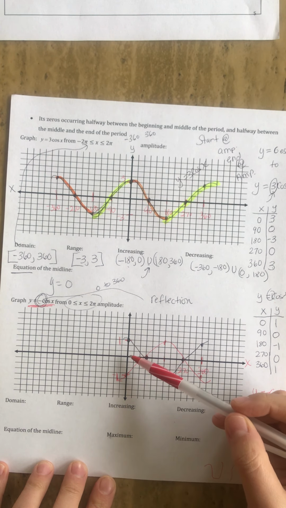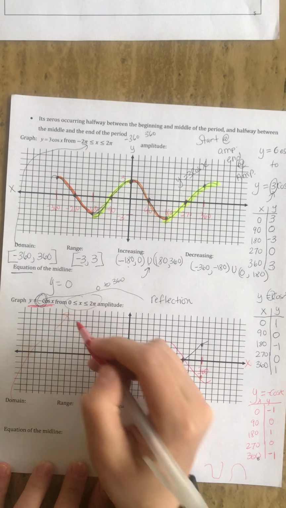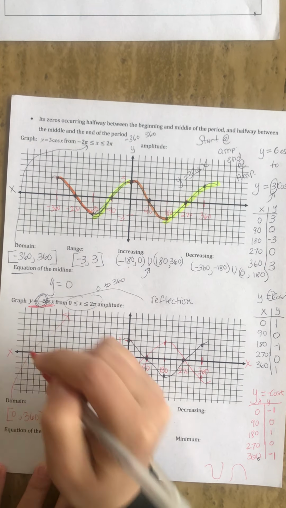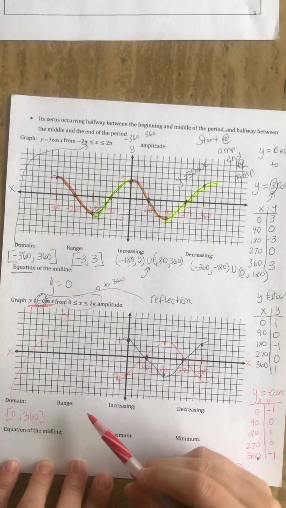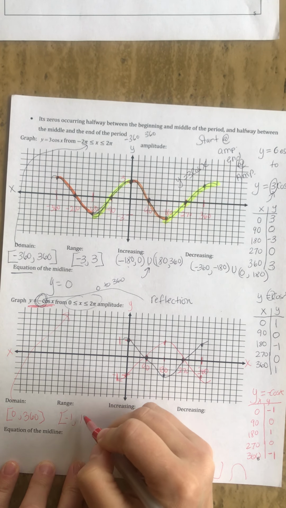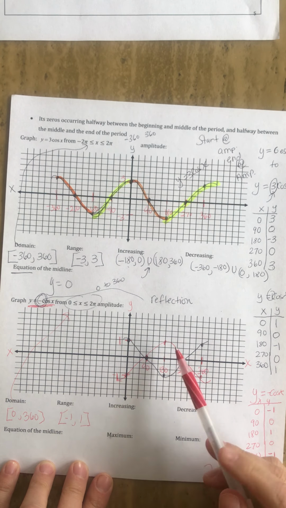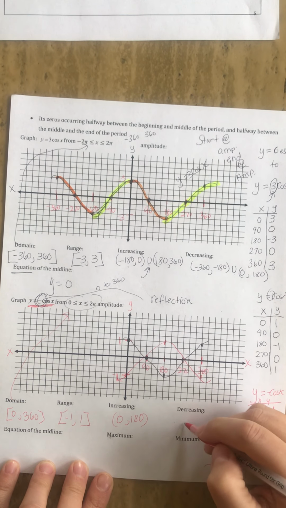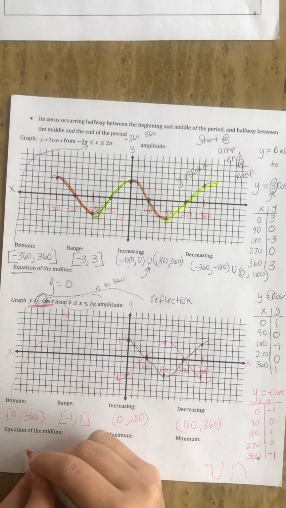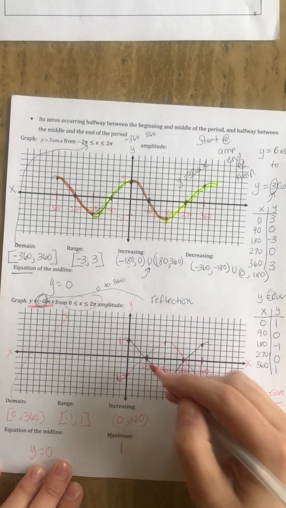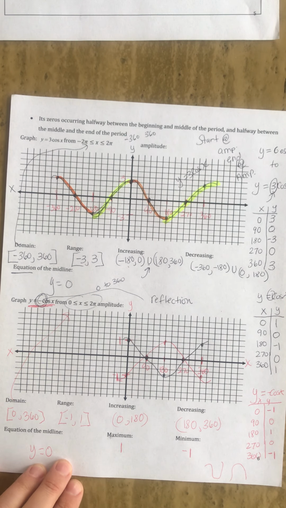Okay, your domain. Again, you guys can look up here. That'll always give you your domain. We're going from 0 to 360. Those are my x values that I'm going to be focusing in on. The range is how low to how high, and that's the y values. We're going from -1 to +1. It's increasing from 0 to 180. It's decreasing from 180 to 360. The midline is y is equal to 0. The max is the highest point, which is 1. And the min, that's my lowest point, that'll be at -1.